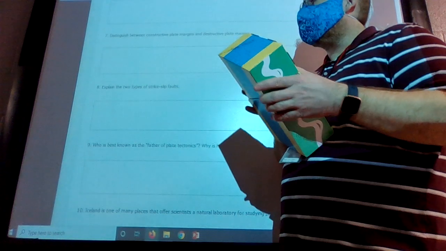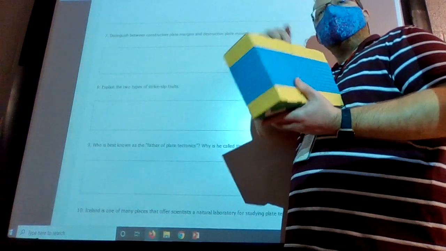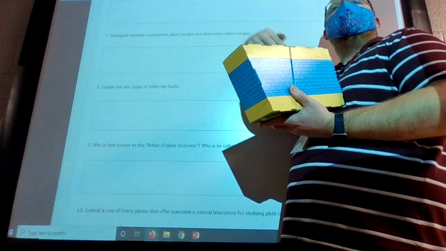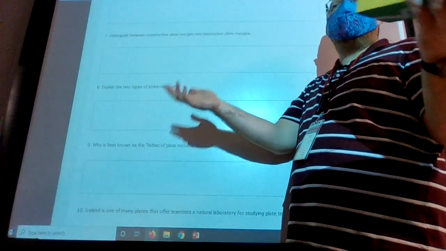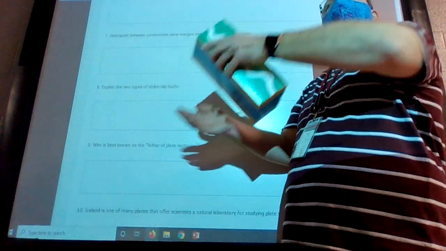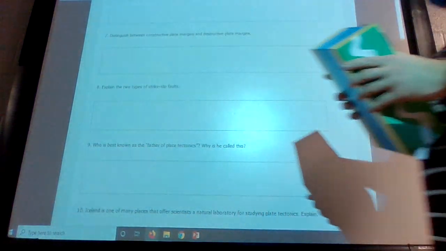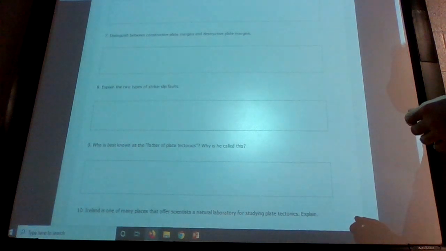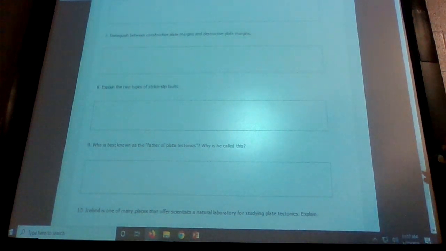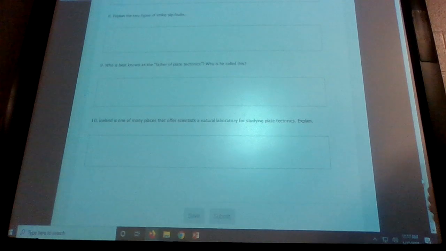I assume that's what they're talking about. That's probably right. So, looking at the fault, does the side opposite of me move to the left? It'll be left lateral. Or does it move to the right? It'll be right lateral. Wonderful. Not a very good question there.